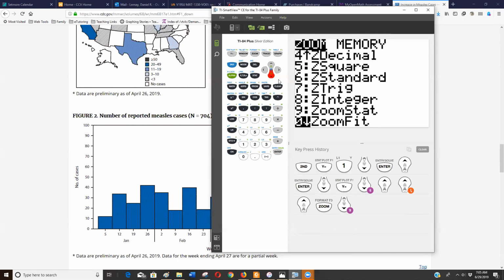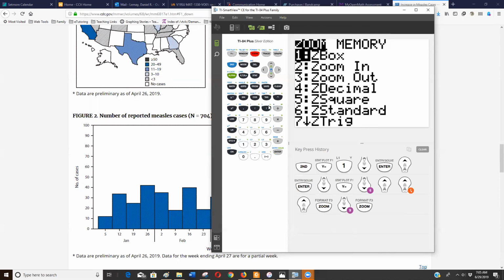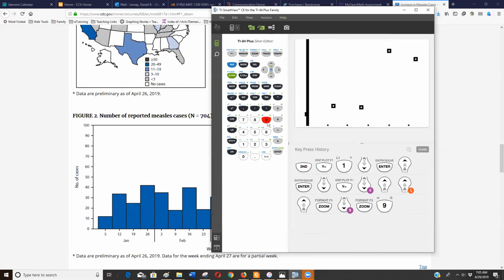See where it says zoom stat? So the easy way to do that is just do zoom and then type 9. And there's my scatter plot. Certainly isn't a really strong exponential relationship, but I can kind of see it looks like the curve. Part of the problem is I only got 5 data points.